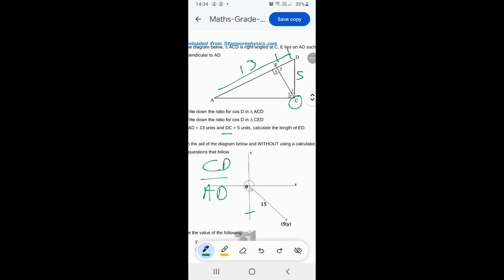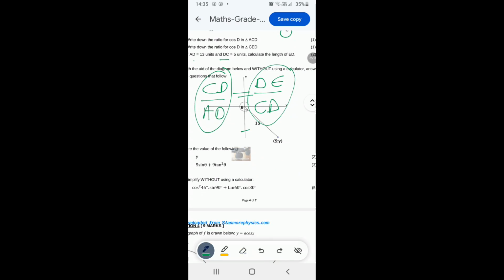CD and DC, same thing. AD is there. This is what we are given. And CD over AD was cos D. This is why they ask us about cos D. Do you remember cos D? It was CD over AD. Okay, it's fine. Now cos D is equal to DE over CD. What do they mean? Remember, we're going to compare the ratios. The first one was this one. The second one is that one.